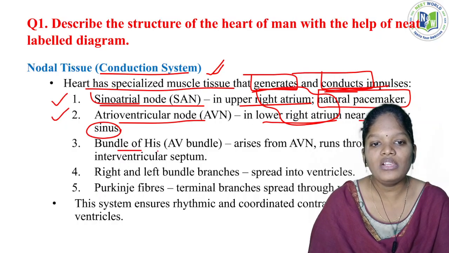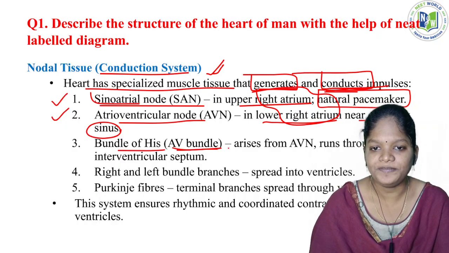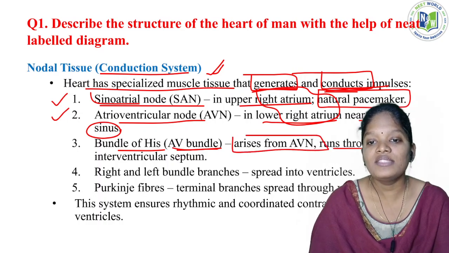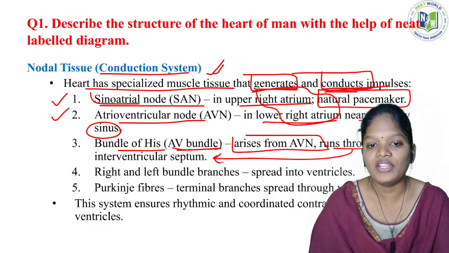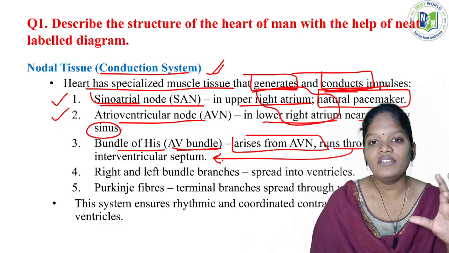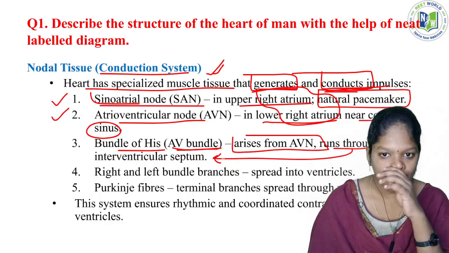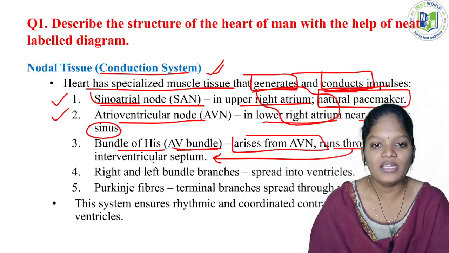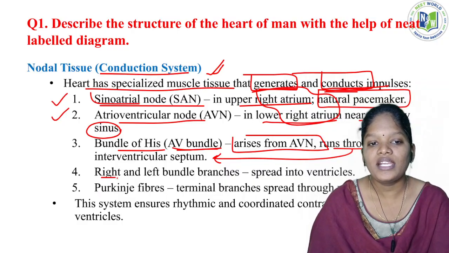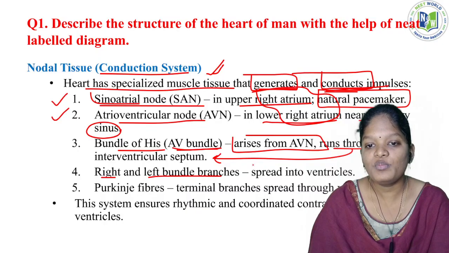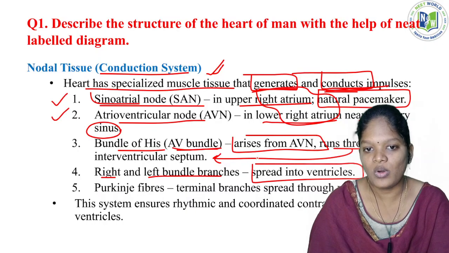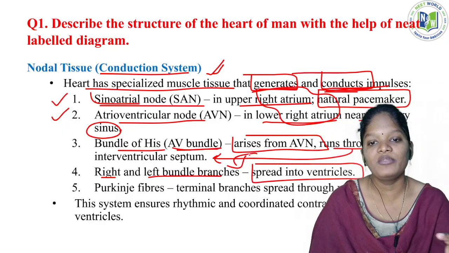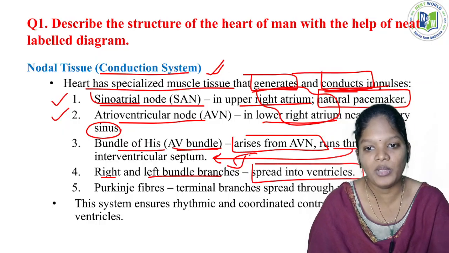Now the bundle of His, that is the AV bundle, arises from the AV node. This runs through the interventricular septum. Interventricular septum means between the two ventricles, the right ventricle and the left ventricle. Now the right and left bundle branches spread into the ventricle. So these bundles get branched and spread into the entire ventricles.